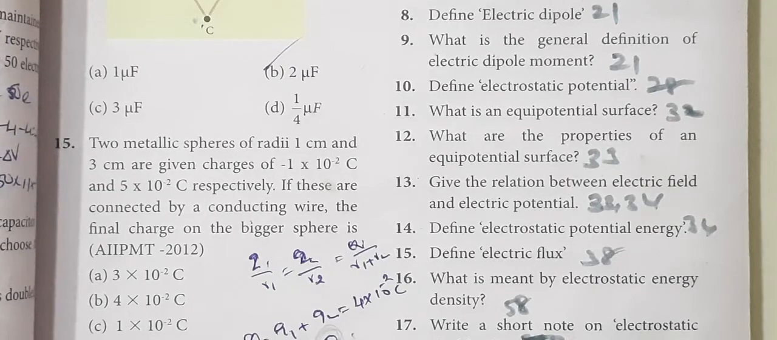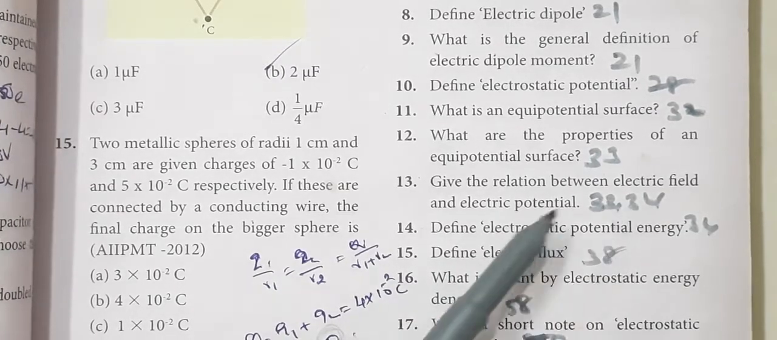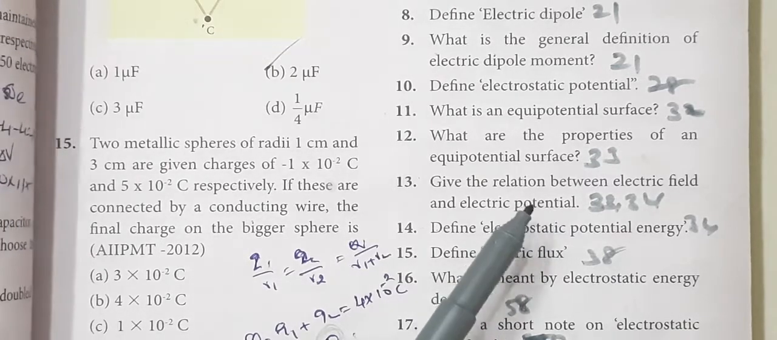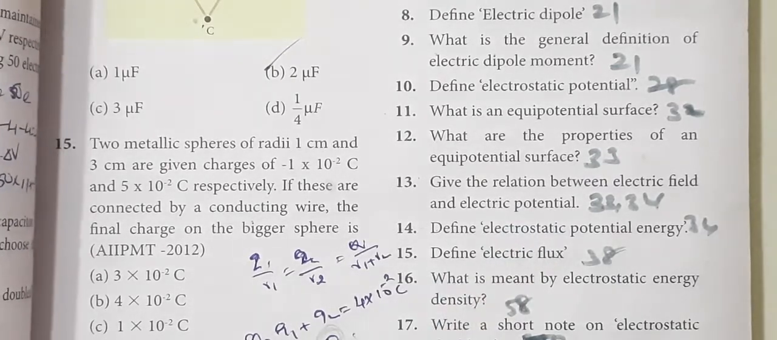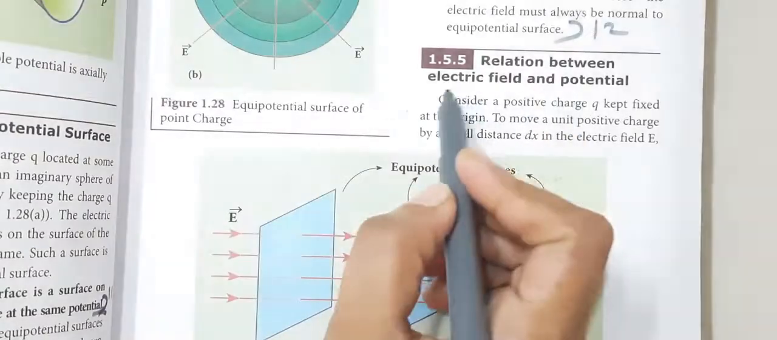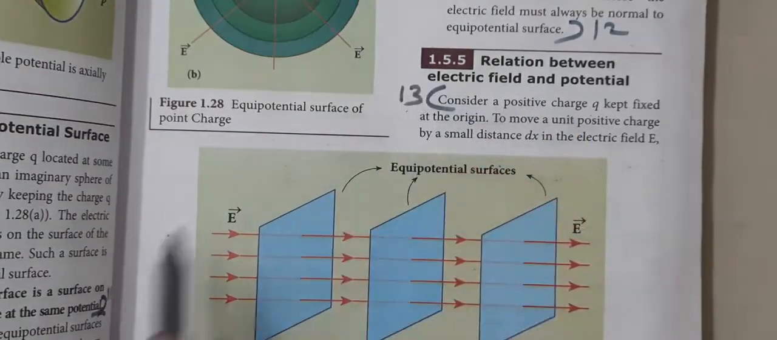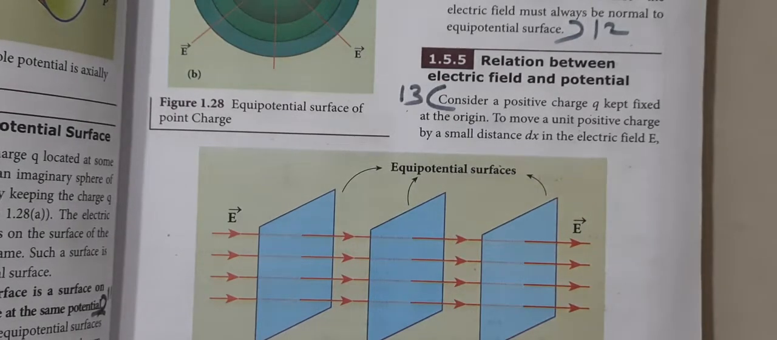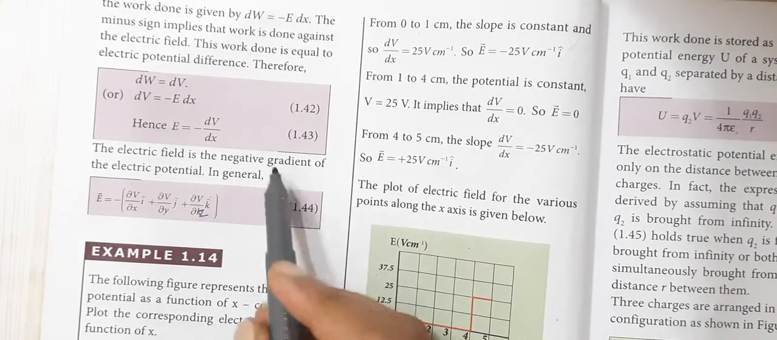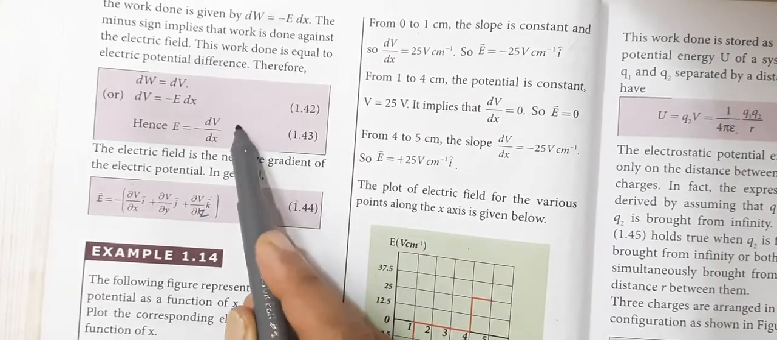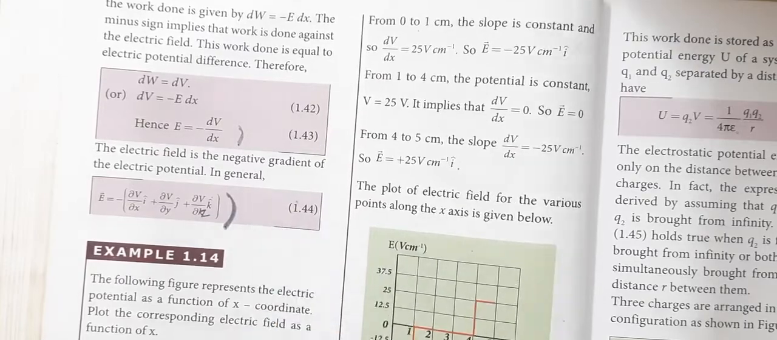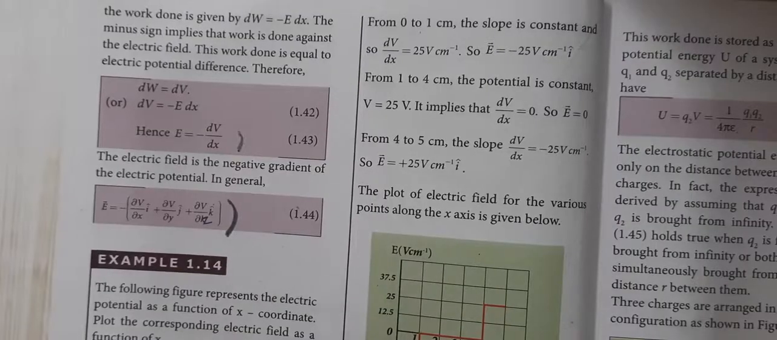Okay. Next question is, give the relation between electric field and electric potential. That is on page number 33 and continuation on 34. So relation between electric field and electric potential, question number 13. This page, and you have to continue with the next page. That is till here. Or else you can write this also. Question number 13.